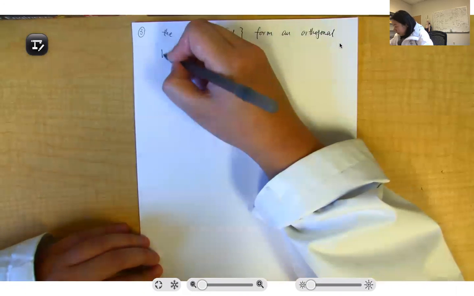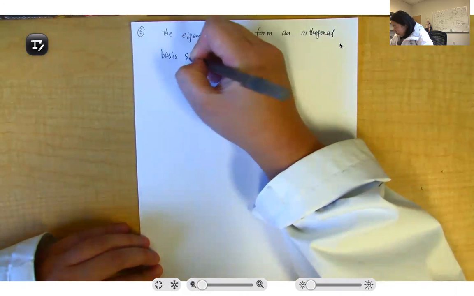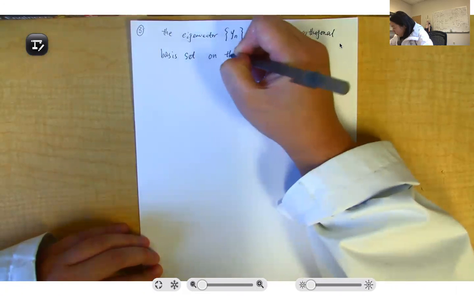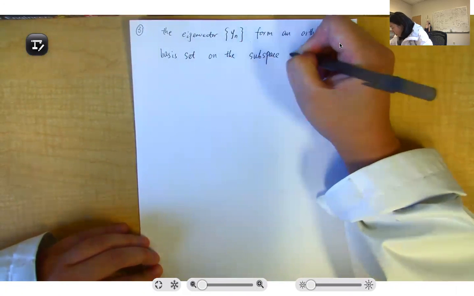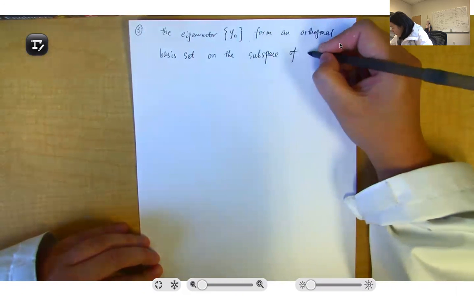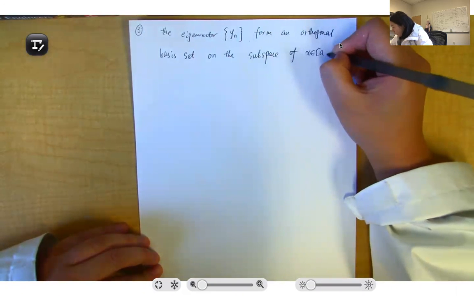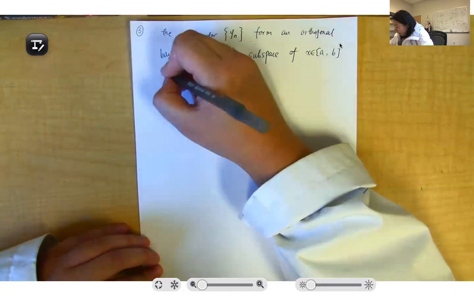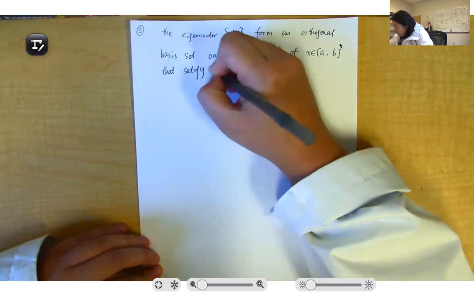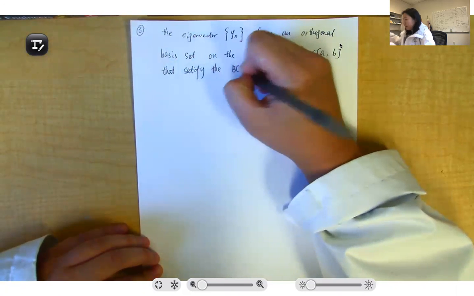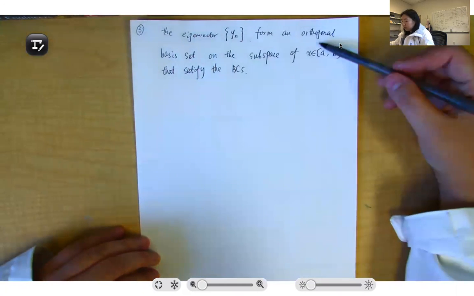basis set on the subdomain or subspace of x belonging to A to B, which satisfy the boundary conditions. And what is orthogonal?